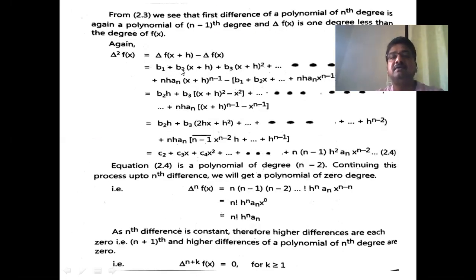So this is b1 plus b2 x plus h, b3 x plus h square, and so on, plus n x plus h raised to n minus 1. This is delta f of x plus h, minus delta fx, by using the previous equation: b1 plus b2 and so on up to n h n x raised to n minus 1. Then what is the calculation? b1 minus b1 becomes 0. Then b2x minus b2x, because of the negative sign, becomes 0. And then the first term is b2h.